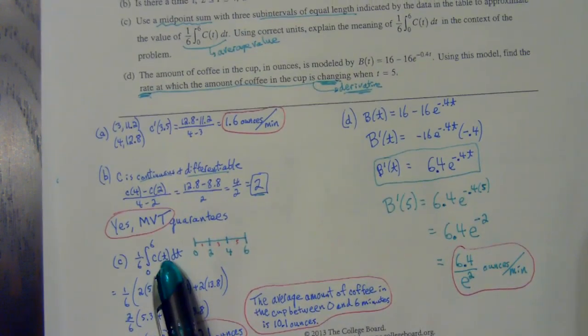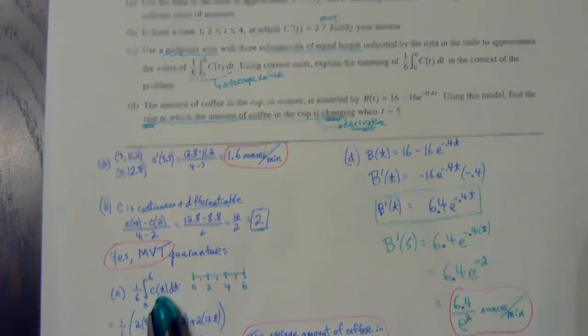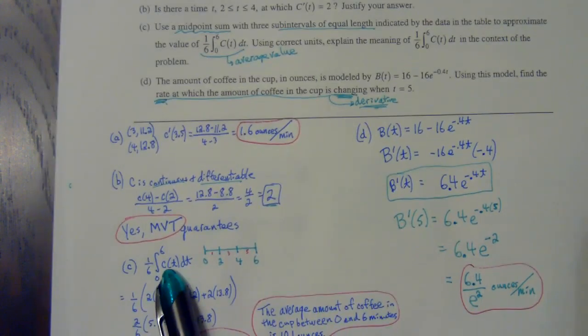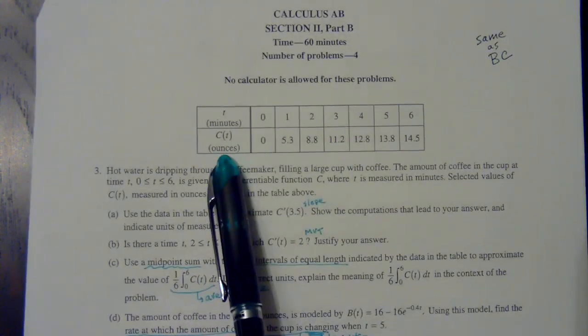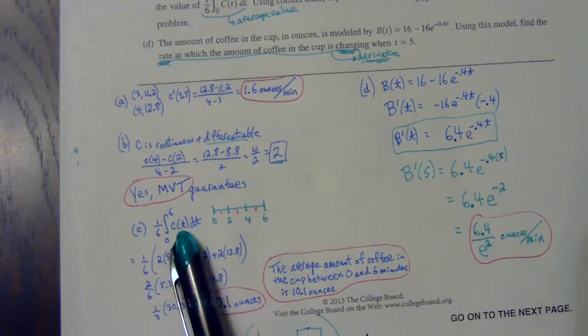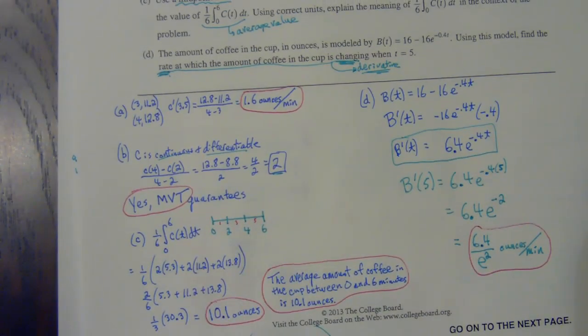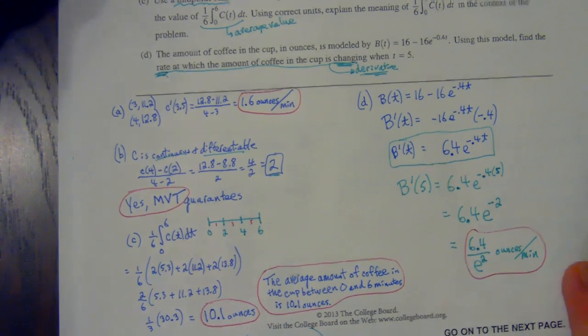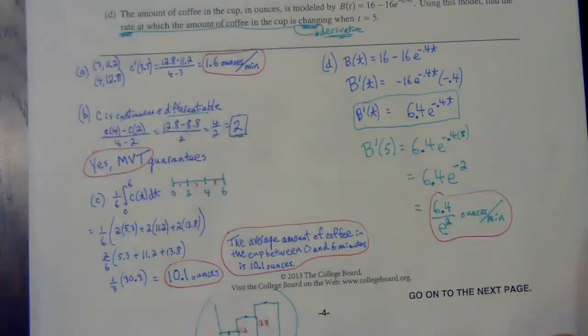Whenever you do the average value formula, those units will always agree with whatever it is that you're integrating. So the units for C of t is ounces, your average value is going to be ounces, okay? Because you're just averaging out how many, like when you average out your percent score, it's just a percent. It doesn't turn into percent per minute or anything like that.